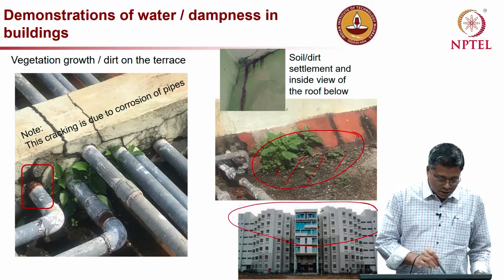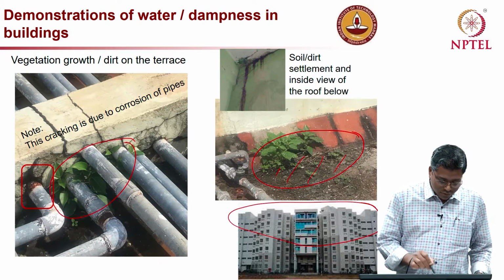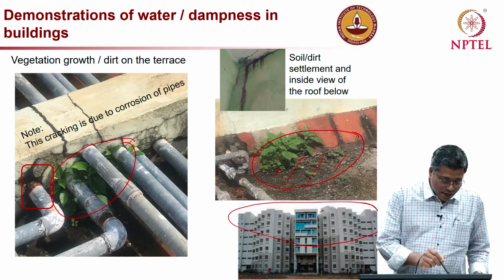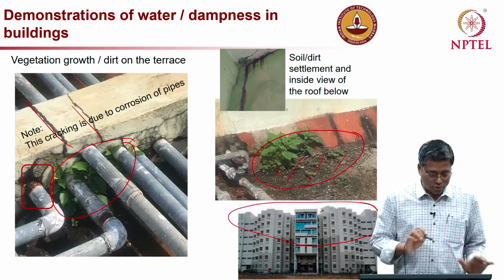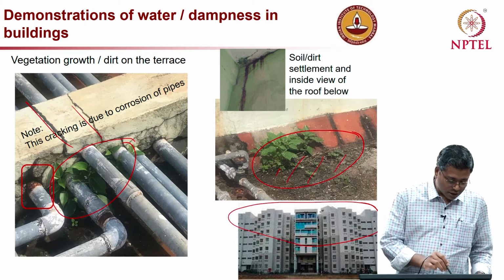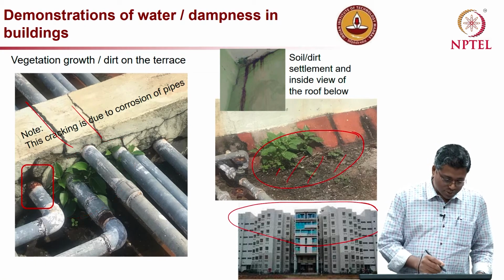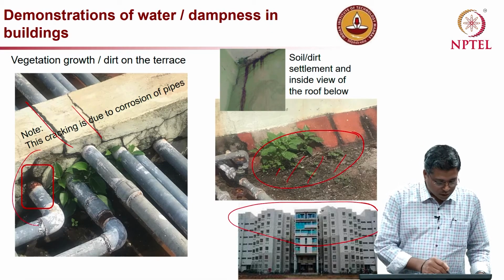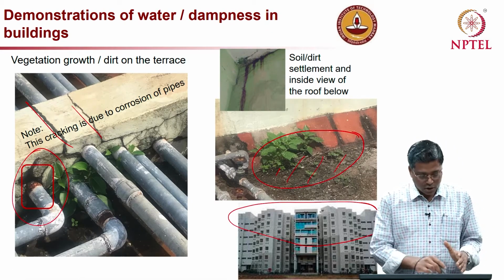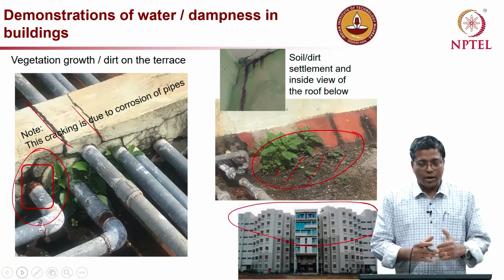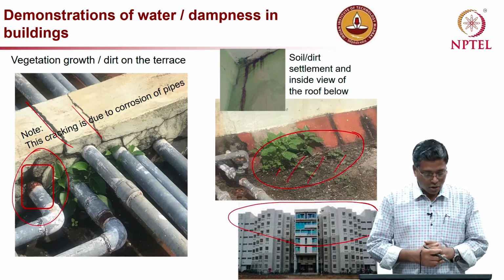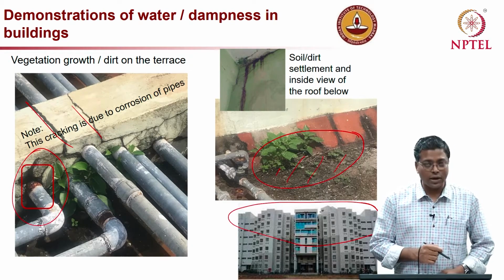Now I want to mention here, in the photograph on the left side, you can see again a lot of plant growth in between the pipes, but this crack is not due to a waterproofing issue. It is mainly due to the pipes which are corroding. As you see on the leftmost side, this particular pipe is corroded, and similarly all these pipes are probably corroding inside that mortar, and that is actually causing expansion and then leading to the cracking of that mortar.